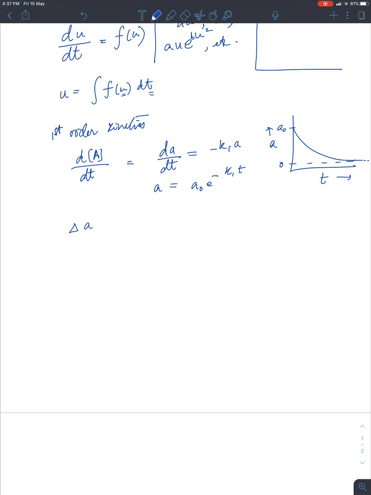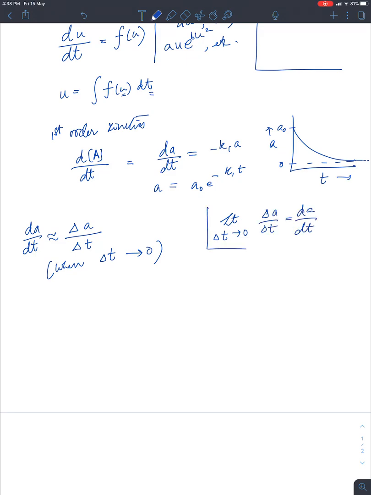So I could write delta A by delta t. So dA over dt, I am approximating it to be equal to delta A over delta t when delta t tends to 0, or delta t is very small, right? How do we define differentiation? We can define it as the limit delta t tends to 0 of delta A over delta t is equal to dA dt. That is the definition we already know. So as delta t tends to 0 or delta t is small, right?